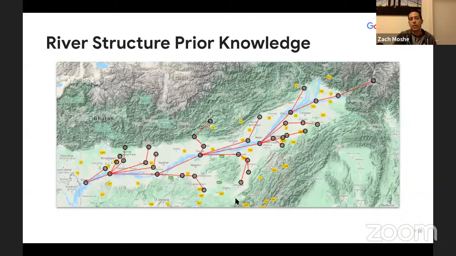But then we ask the question of what happens if I want to predict something over here, or maybe something over here, more into the mountains, where I don't have a lot of upstreams. And even if I do, the data is very, very volatile and it's very hard to predict.